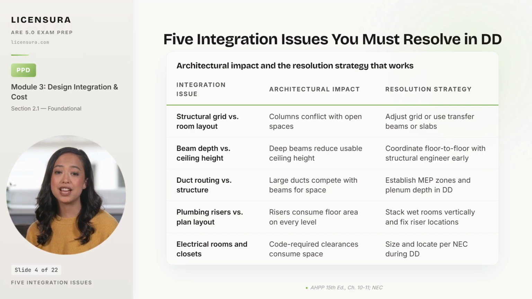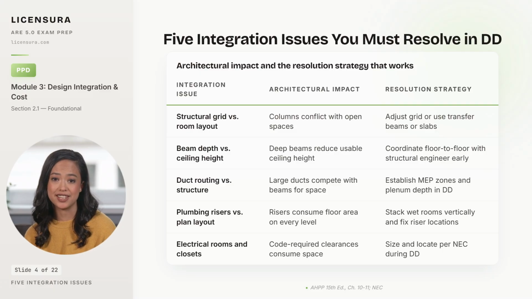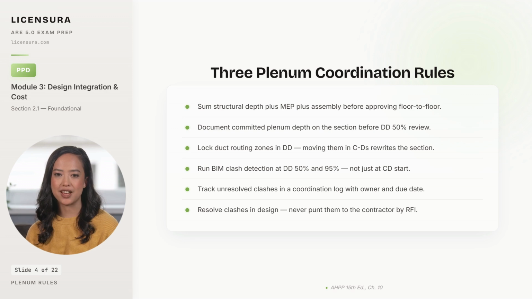Three plenum coordination rules separate disciplined DD from the kind that produces expensive CD revisions. Six plenum coordination rules that separate the architects who finish DD cleanly from the ones who fight it in CDs. First, sum the structural depth plus the MEP depth plus the assembly thickness before you ever approve a floor-to-floor height with the owner.